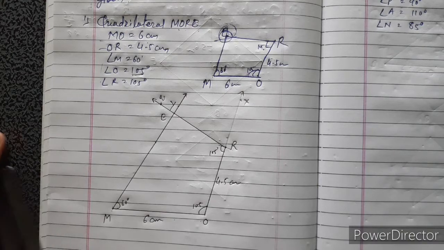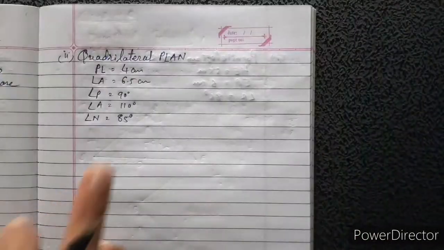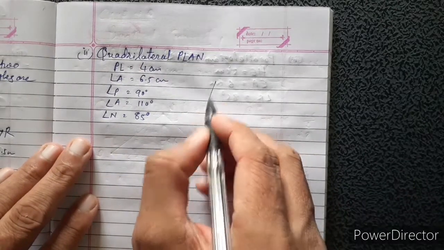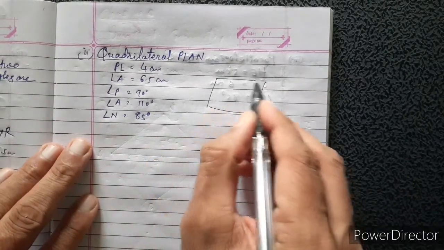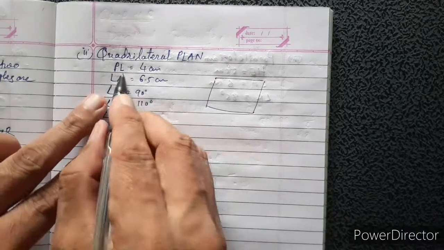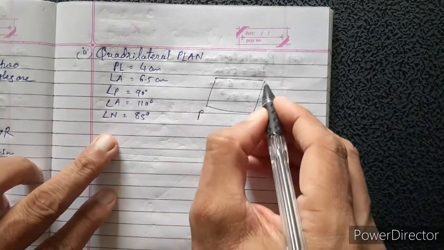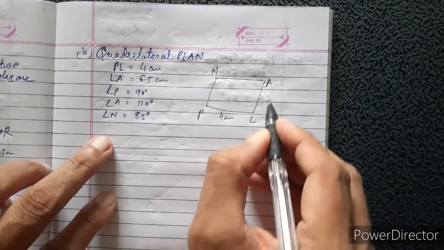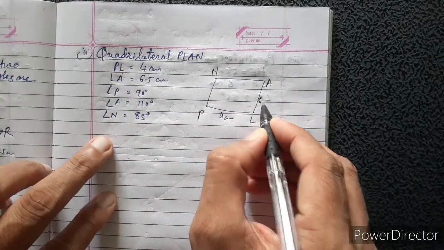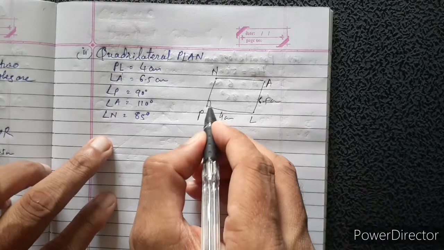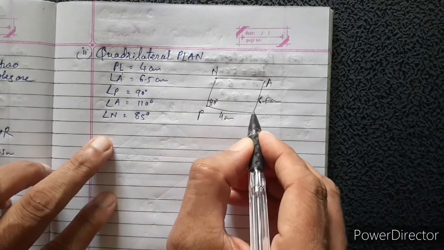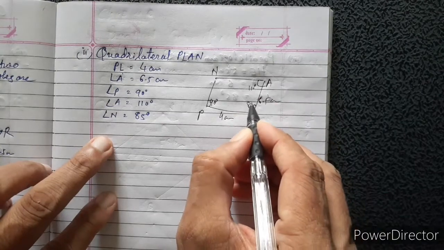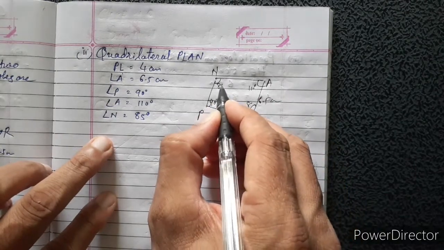Next one, look, quadrilateral PLAN, same here. Just draw a rough sketch of the quadrilateral. Now PL is given, so here we start with PL. PL is 4 centimeter, LA is 6.5 centimeter, P equal to 90 degree, A equal to 110 degree, and sorry, N is given 85 degree.